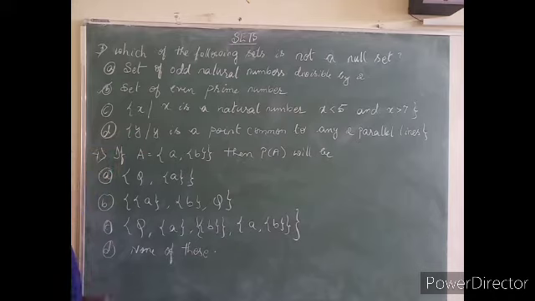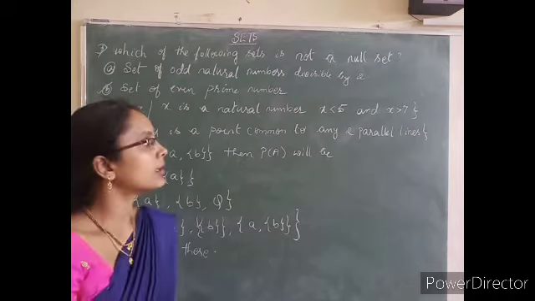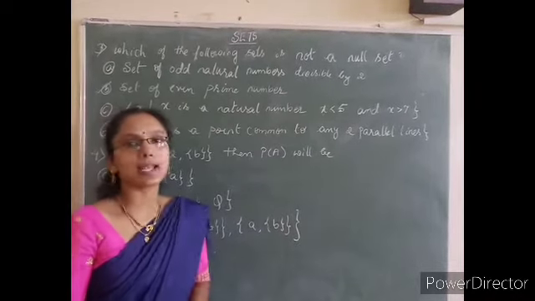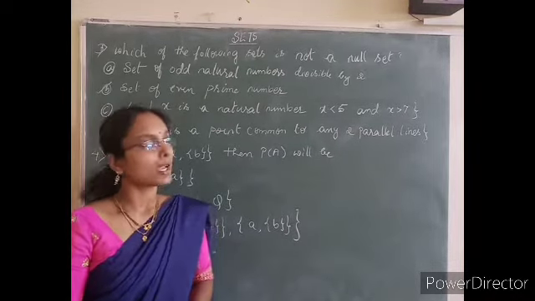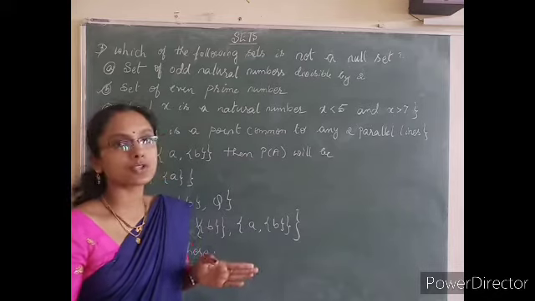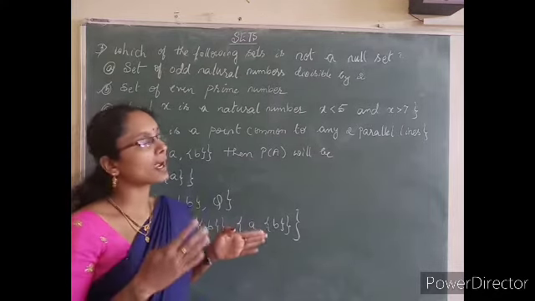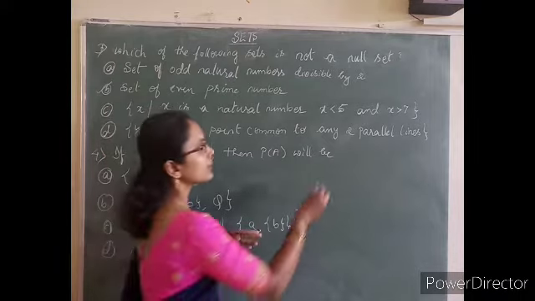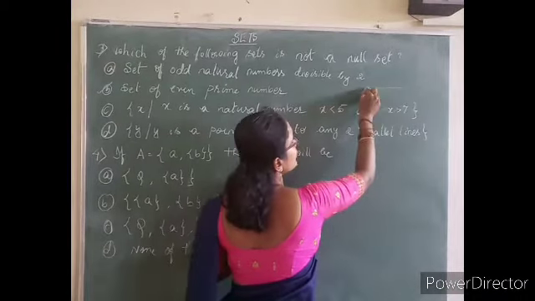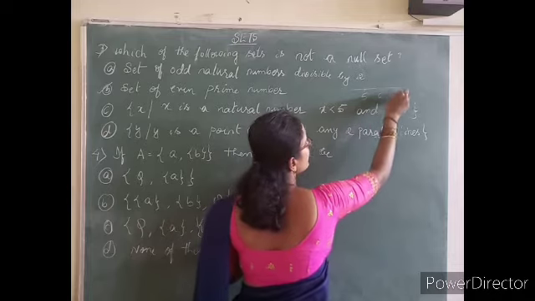So, check this one, option C. Set of all x such that x is a natural number, x is less than 5 and x is greater than 7. All of you know that there is no natural number that satisfies x less than 5 and x greater than 7 in the real number system. So, if this is 5, this is 6, this is 7.